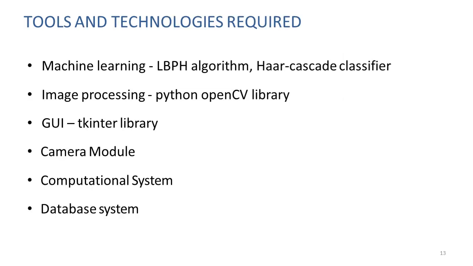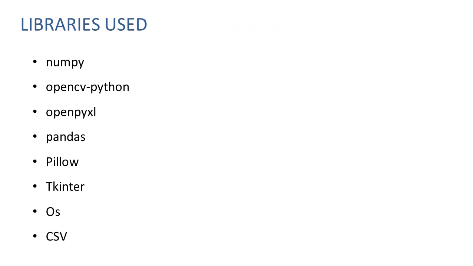Tools and technologies required. We need machine learning algorithms such as the LBPH algorithm, Haar cascade classifiers, and image processing. For image processing, we used Python and the OpenCV library. Image processing basically includes grayscaling of the image. For the graphical user interface, we used the Tkinter library. We need a camera module, a computation system, and a database system. So these are the libraries that we used.